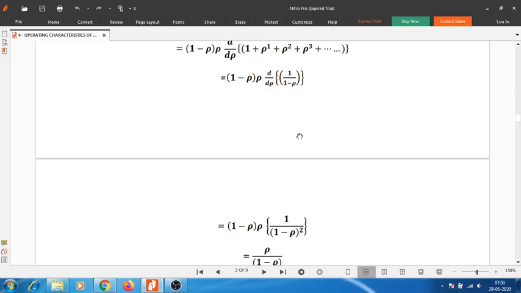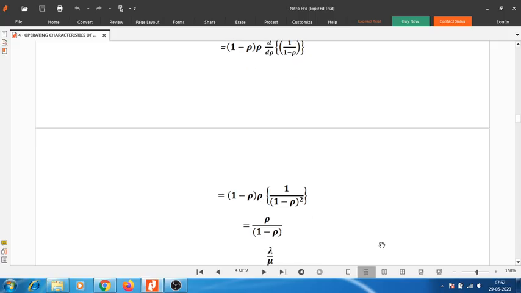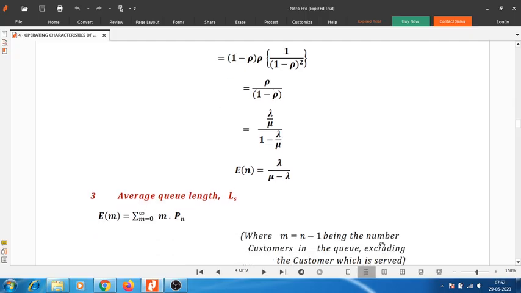Are you okay? Now that term is differentiated with respect to rho. How do you differentiate? The differentiation of this quantity is 1 by 1 minus rho square. You know the differentiation by using the product rule or quotient rule gives 1 by 1 minus rho square. You can observe here 1 by 1 minus rho square, and here 1 minus rho, so the square term cancels. Finally what remains here? Rho by 1 minus rho.